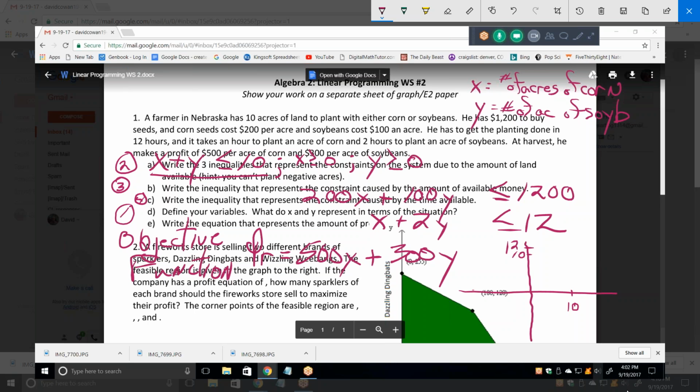Where's the x-intercept? Make y 0. 10. Okay, that point's on our line. Where's the y-intercept? 10. Okay, that point's on our line. That's a straight line, and it's a solid line. Now, which side of that line do I shade? Upper right or lower left?